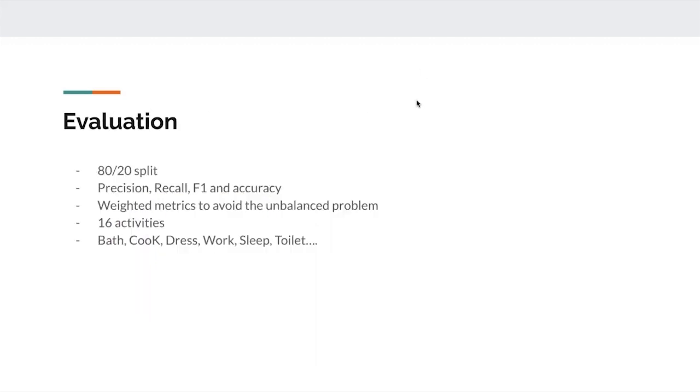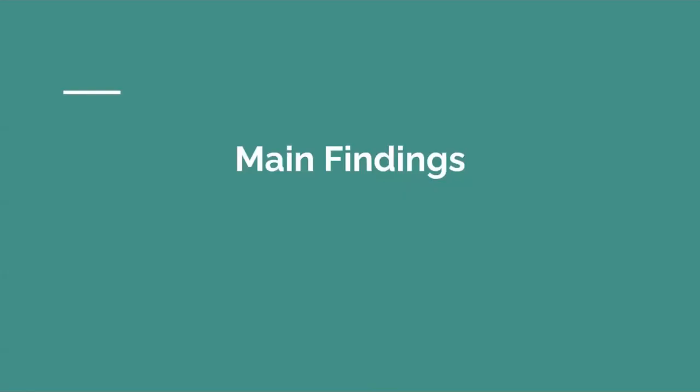To evaluate our approach, we adopt the 80-20 split. 20% of the data will be our testing data. This is one of the best practices in the machine learning area. We totally have 16 activities. We deleted some of the activities in the raw data because they have few supported samples. The selected metrics are precision, recall, F1, and accuracy. We also look at the weighted metrics to avoid unbalanced label problems. Now let's discuss our main findings.